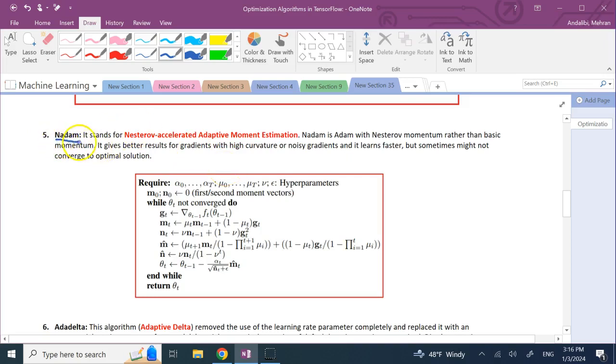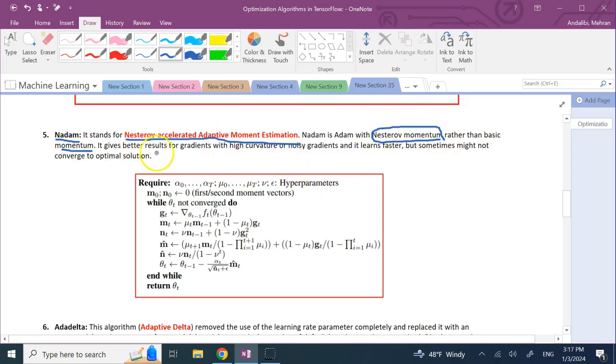There is another method called NADAM, which is called Nesterov-accelerated Adaptive Moment Estimation. So all it does, instead of the simple momentum method, it uses the method called Nesterov momentum.